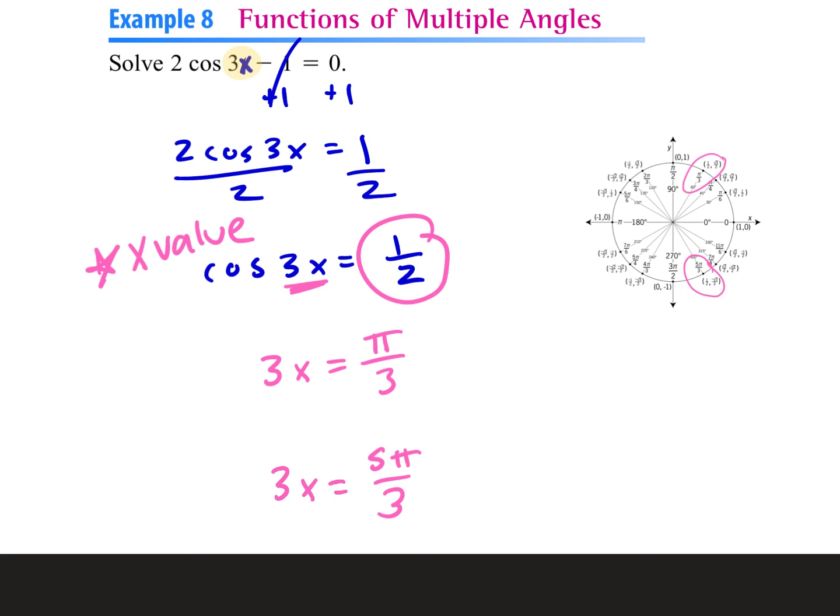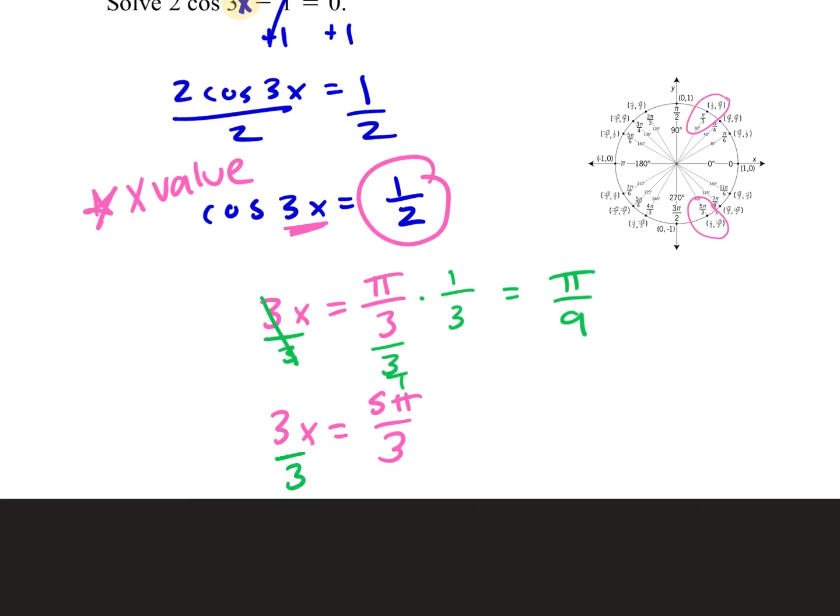So last step, what do I need to do to get x all by itself? Divide by 3. So this is the one additional thing that we have to do. Just divide by 3. So keep change flip. So this would be 1 over 3, so we would make this pi over 9. And then do the same thing with the other one. Divide by 3. Keep change flip. So 5 pi over 9. And these are our two answers.